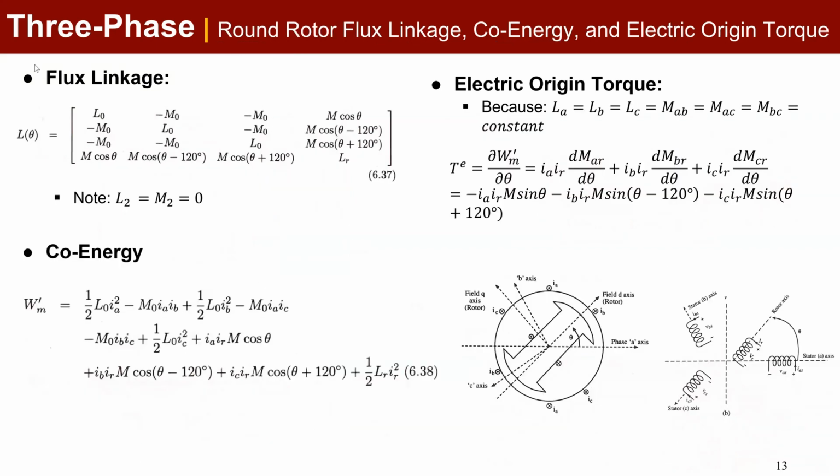Okay, moving on. The round rotor flux linkages are as follows. So this is the flux linkage, the co-energy, and the electric origin torque. Once again, I won't go in depth about these because we don't have the time. But I highly recommend that you look at these and make sure you understand them in the textbook.